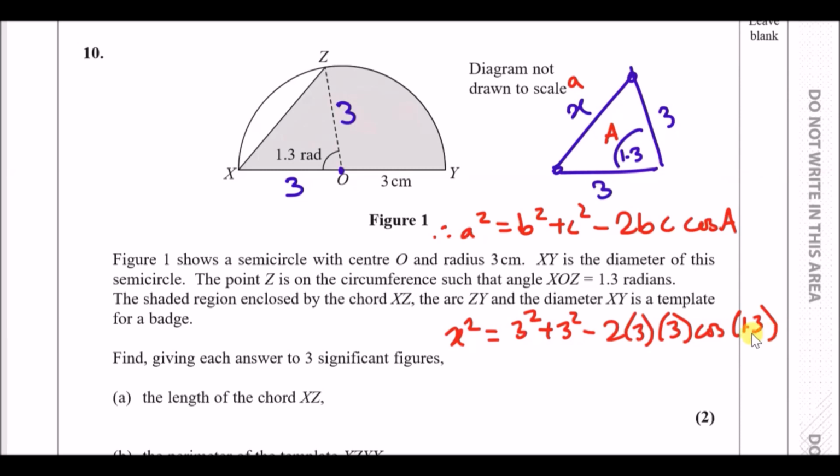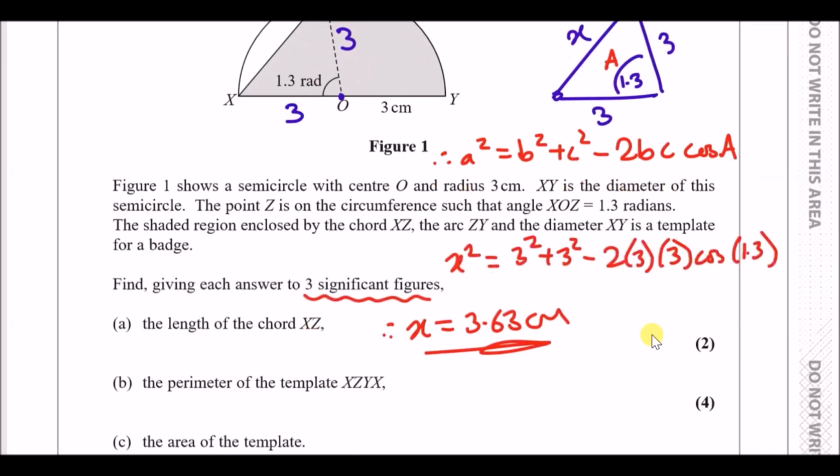Once you get the answer of this, to find x, we just square root the result. And then when you square root the result, you should have an answer which is approximately 3.63 centimeters, because remember, they want answers in 3 significant figures. Okay? Alright, perfect. That checks out. So now let's look at part B.